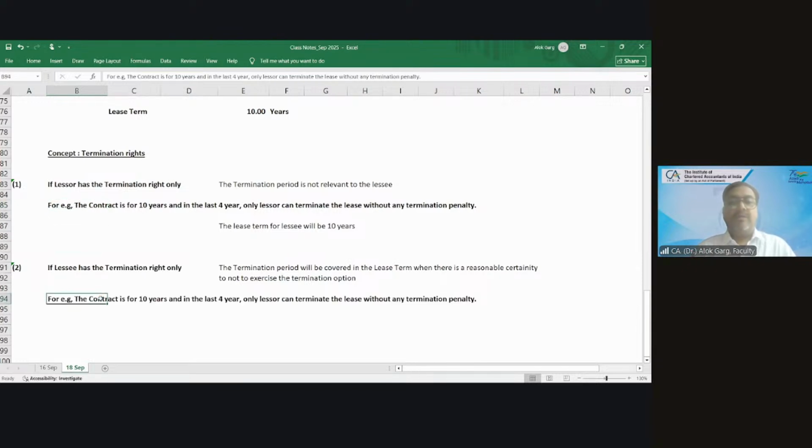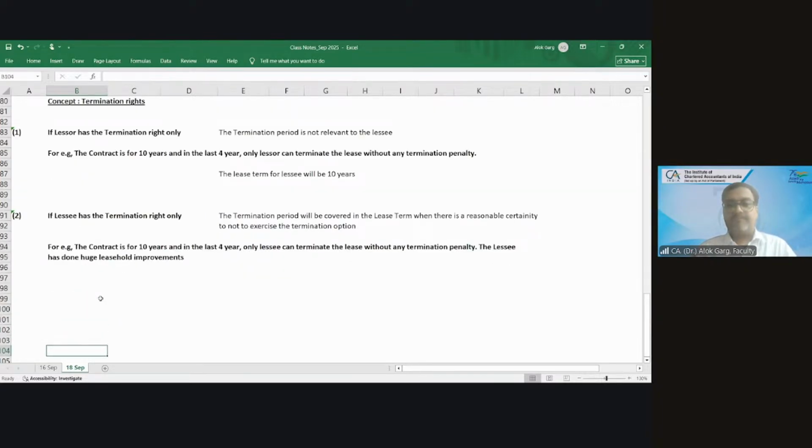For example, the contract is for 10 years. In the last year, the lessee can terminate the lease without any termination penalty. The lessee has done huge leasehold improvements. Okay. So in this case, what is the lease term? 10 years. The lease term for lessee will be 10 years.